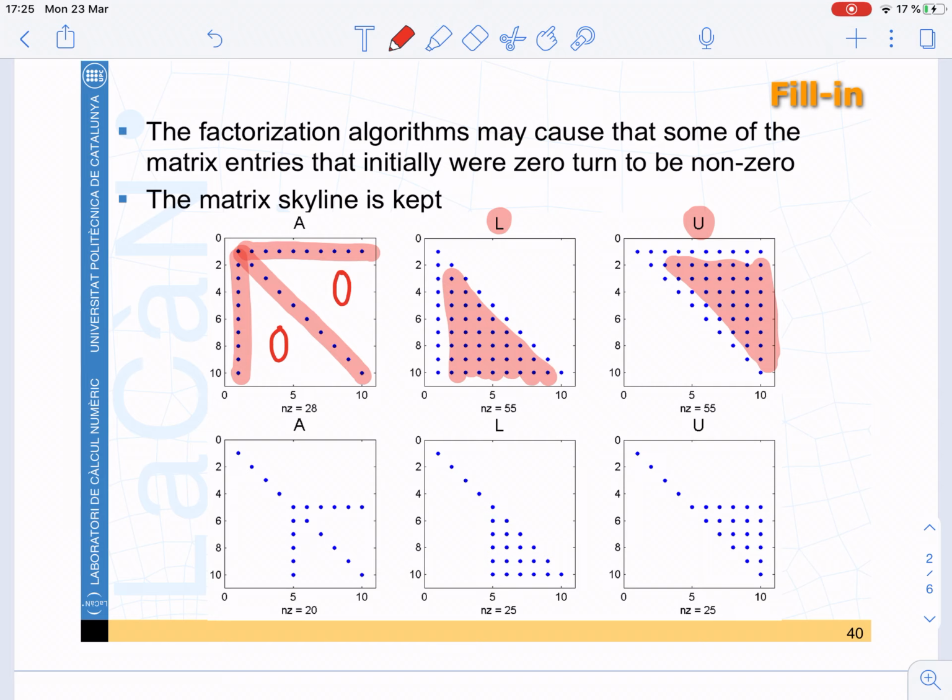We can see here in the second example, for instance, how the column profile, also called skyline, of the upper triangle of matrix A is respected by U, and how the row profile of the lower triangle of matrix A is respected by L. We are discussing here a factorization method, but exactly the same fill-in process is observed with Gaussian elimination.